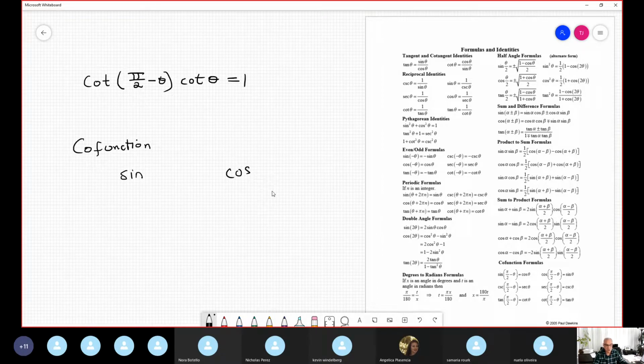What does cofunction mean? For example, sine 30 degrees is equal to cosine 60 degrees, because of the complementary angle. What is the complementary angle? 30 plus 60 is 90 degrees. Complementary. So it's pi over 2. 90 minus 30. Exactly, that's the formula. So in this scenario, we use the cofunction formulas that we have here.